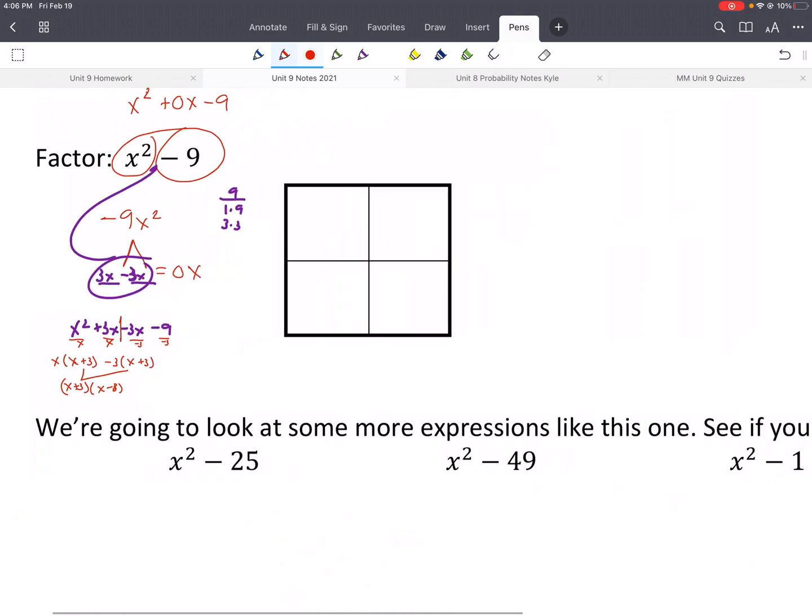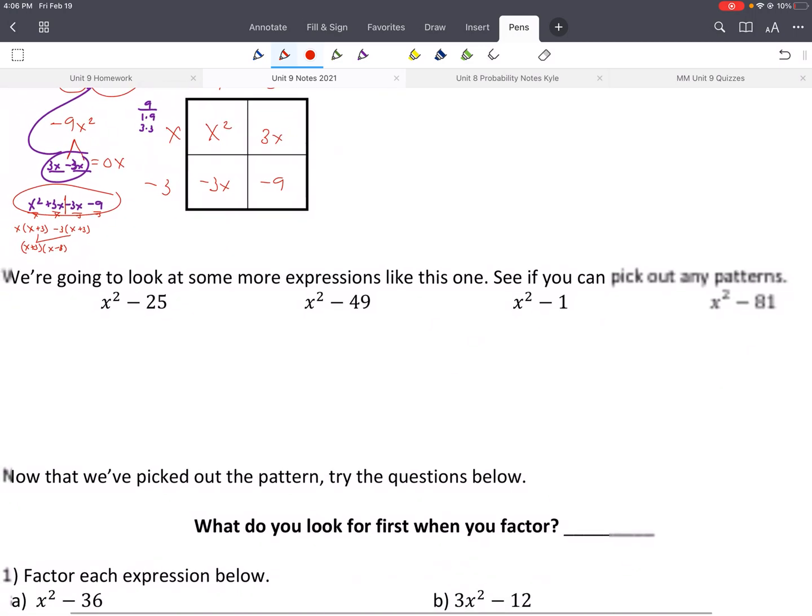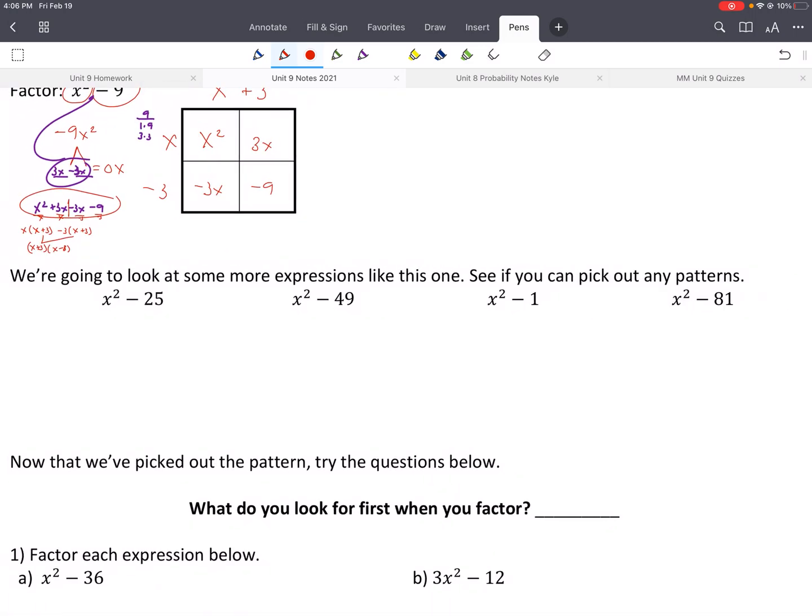All right, again, you can do the same thing with the box method. You could take those four terms and do an x squared and a 3x and a negative 3x and a negative 9. And here we could factor out an x and a negative 3. And then from the columns, we could do an x and a positive 3. Okay, but the same thing. So let's do a couple more of them and see if you come up with a pattern.